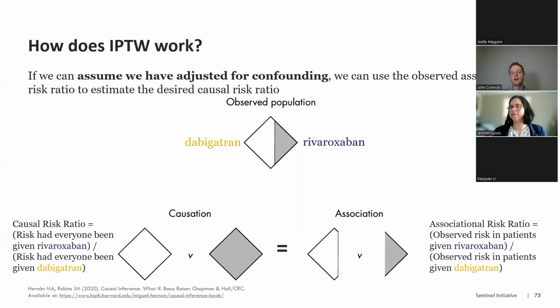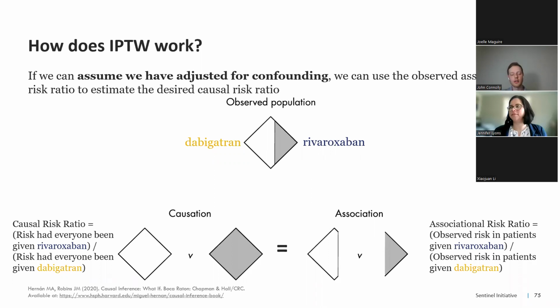that we can't observe directly. So taking this figure from the cited causal inference book, I think it's a really nice illustration of the difference between these two types of associations. On the lower right, you have the associational risk ratio that we can observe directly from the data set that we just built together. That would be the observed risk in patients who actually got rivaroxaban divided by the observed risk in patients who actually got dabigatran. On the lower left, you see what the causal risk ratio is that we're trying to estimate.